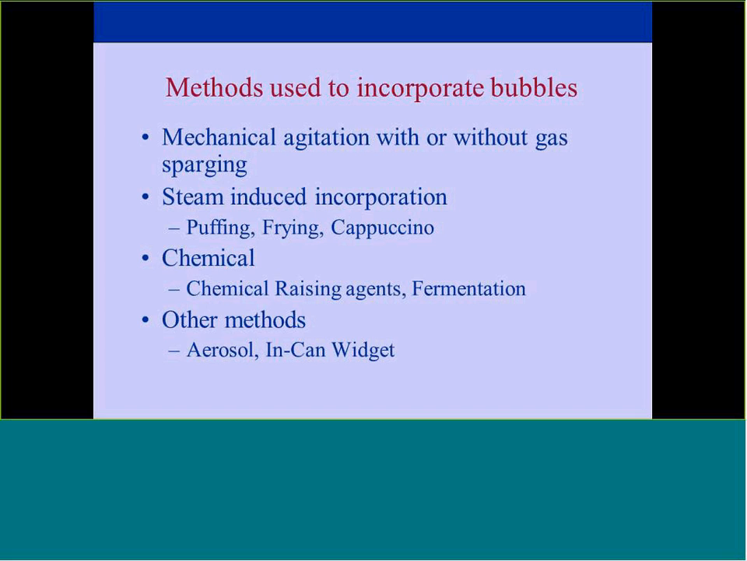So these are all different ways. You can either have mechanical agitation or you can have steam. You can have chemical methods to create a foam. And by chemical methods, what I mean is there are, broadly speaking, two types of chemical agents. One, of course, is using a chemical raising agent. For example, sodium carbonate, sodium bicarbonate. The carbonate or bicarbonate gives off carbon dioxide, which helps create a porous structure.